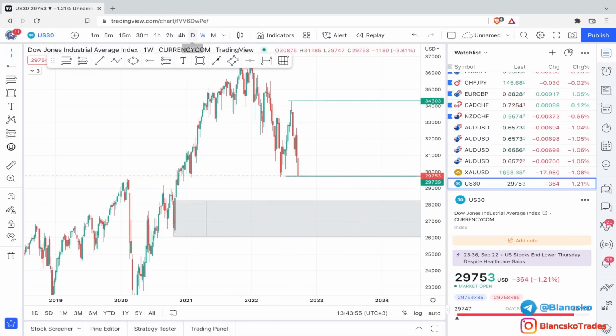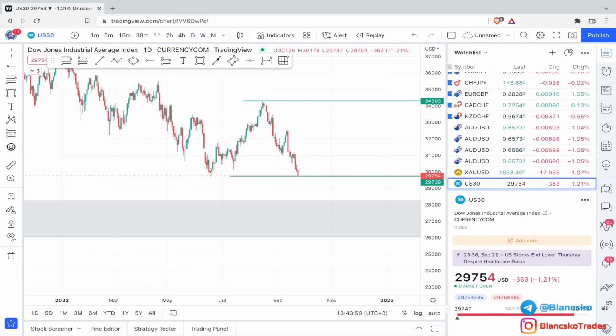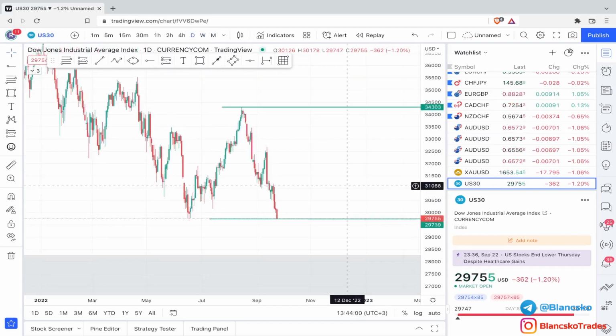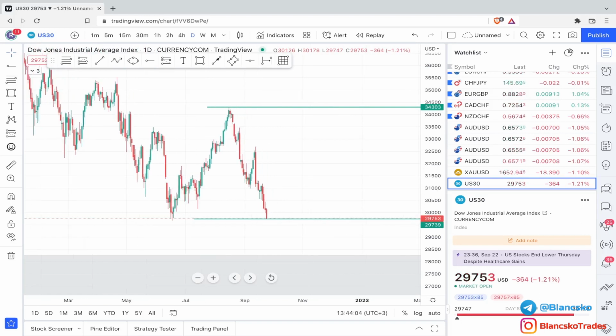That being said, we just move on to the daily. On the daily, we do the exact same thing, and we can see that we kind of have a new range, okay? We kind of have a new lower high, which is this one right here, and the lower low is the same as the one on the weekly, okay? The structure is looking very similar to the one we saw on the weekly.